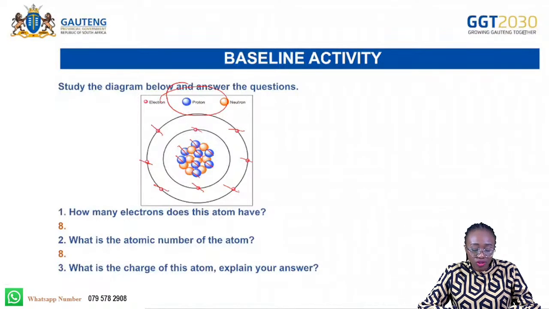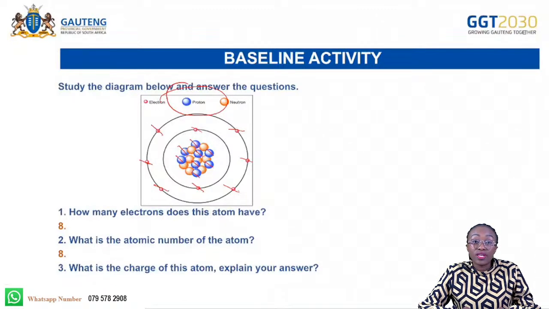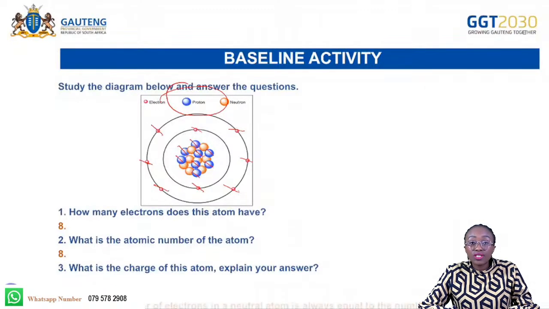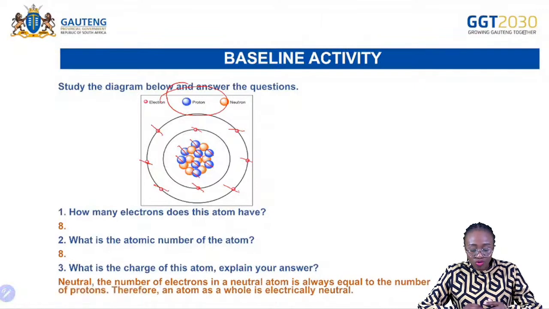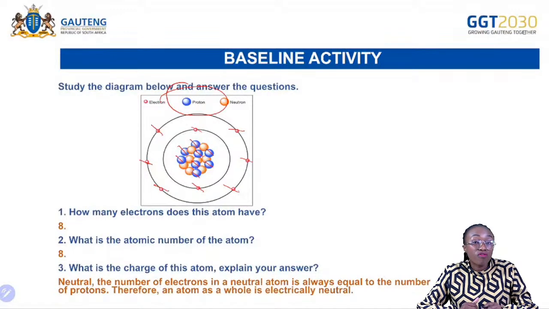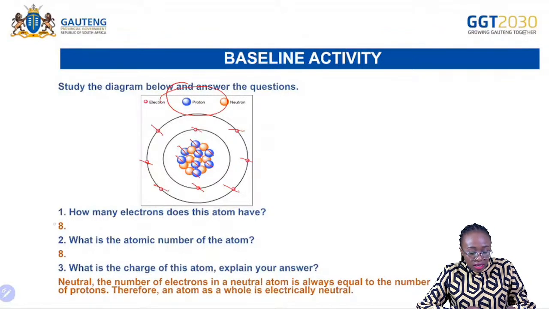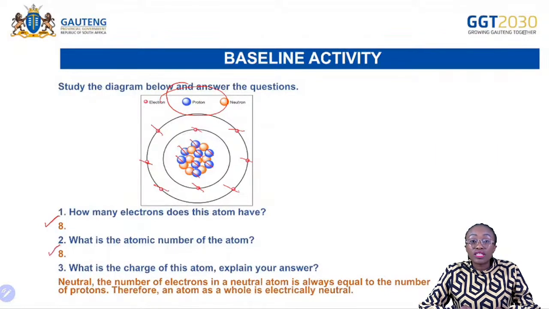The third question, what is the charge of this atom and explain your answer? The charge of this atom is neutral. Why are we saying it is neutral? Because in a neutral atom, the number of electrons and the number of protons are always equal. In this case, we know that the number of electrons is 8 and the number of protons is also 8. So this atom is a neutral atom.